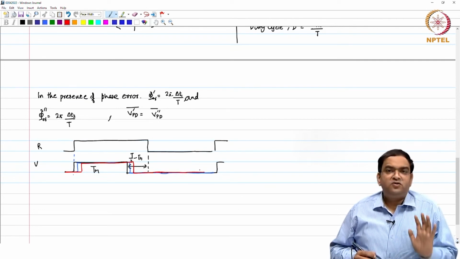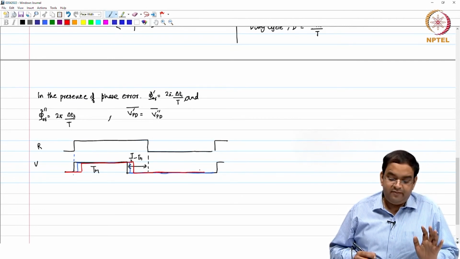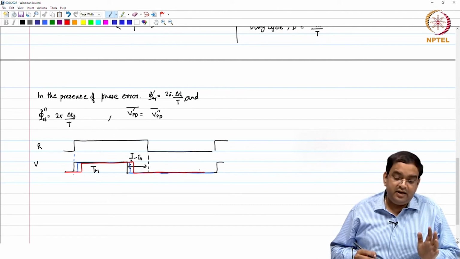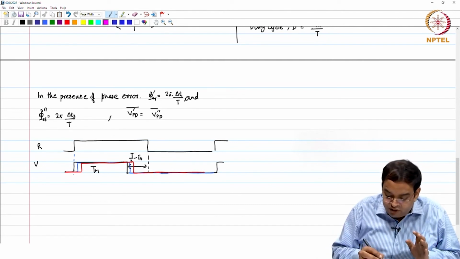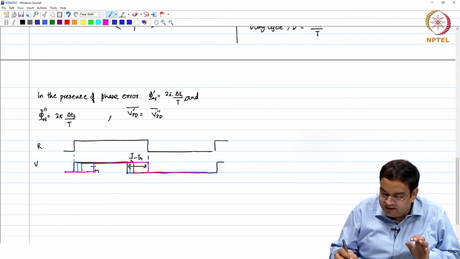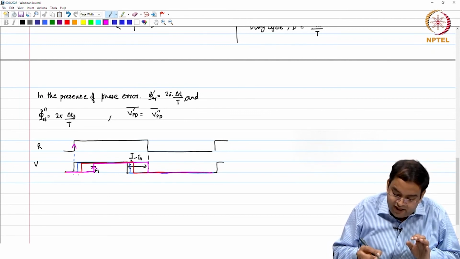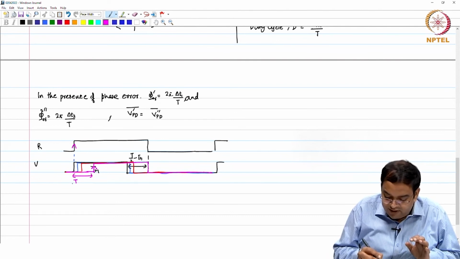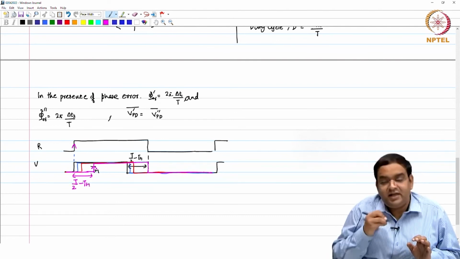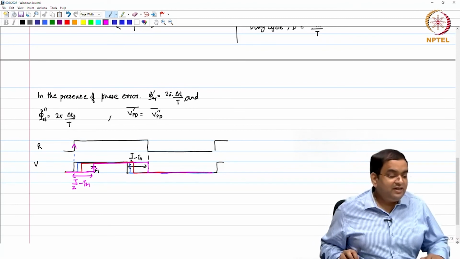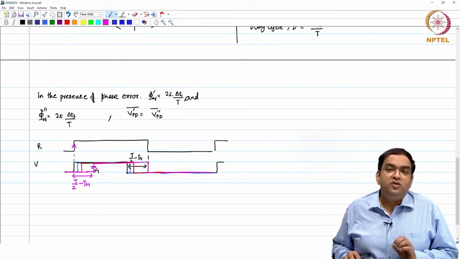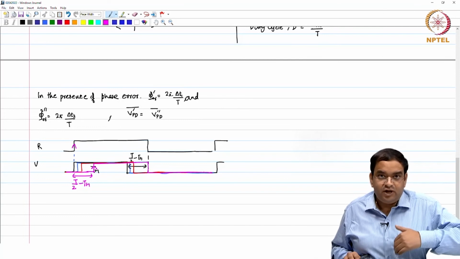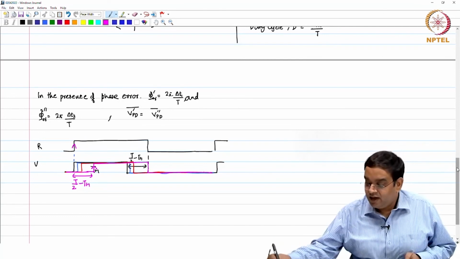Okay. The area is going to be the same for VPD dash, VPD, right. It is going to change only after a point where it becomes like this. If the phase error exceeds this value, what is this value? Well, this value is nothing but T by 2 minus TH. If the phase error exceeds this value, then only you are going to see a change in VPD output.